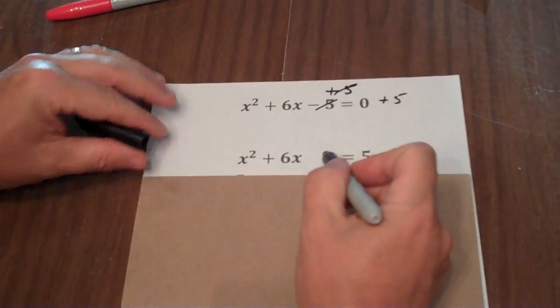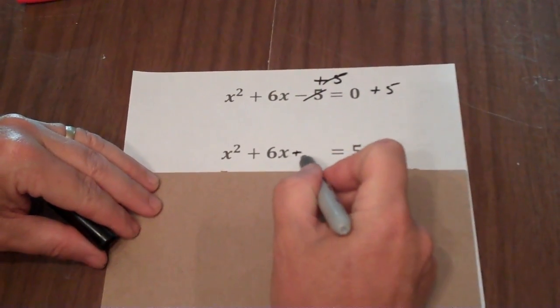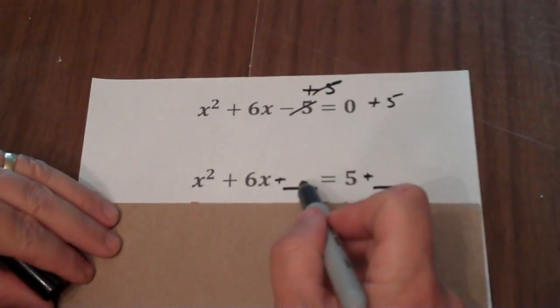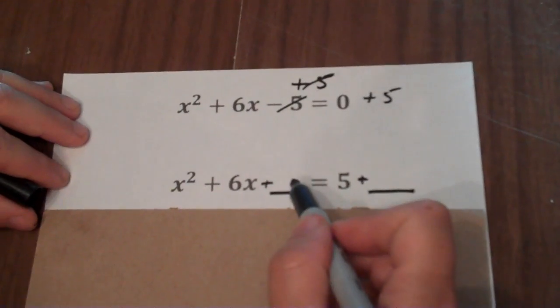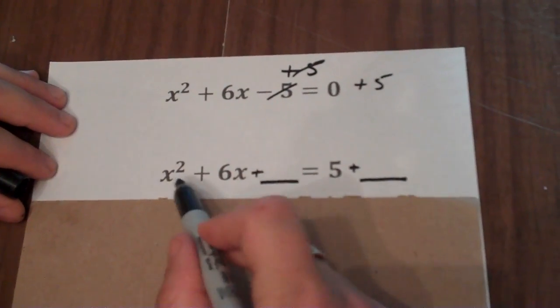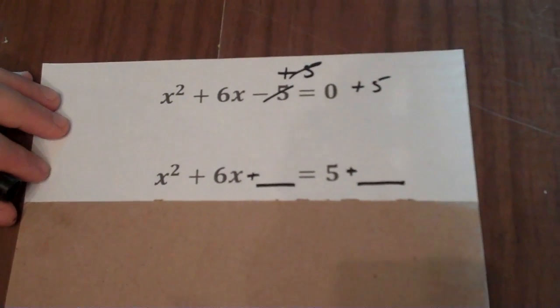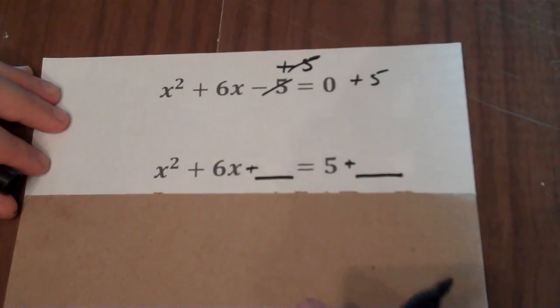And what I want to do at some point is figure out what number needs to be added to both sides of the equation. That number is what is necessary in order to complete the square of this trinomial. Now here's what I mean by complete the square. First of all, let's go ahead and just factor it as we normally would.